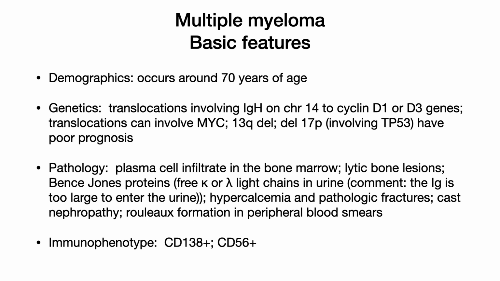If they have lytic bone lesions, they're going to have hypercalcemia because they're breaking down that bone and they're going to put more calcium in the blood than what is normal. Also, if they have lytic bone lesions, they're going to be at risk for a pathologic fracture. The characteristic feature on peripheral blood smear is the rouleau, where the red blood cells look like they're stacked like coins. Immunophenotype, it's CD138 and CD56.